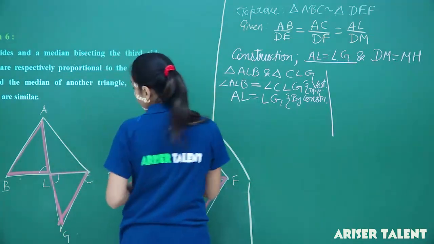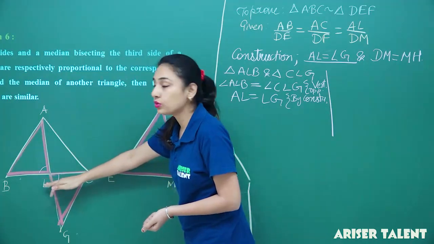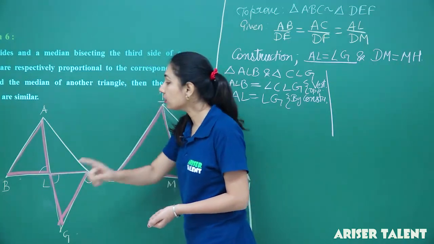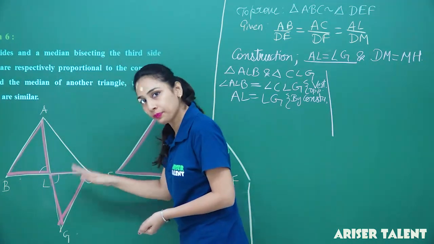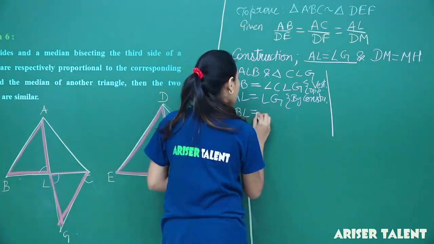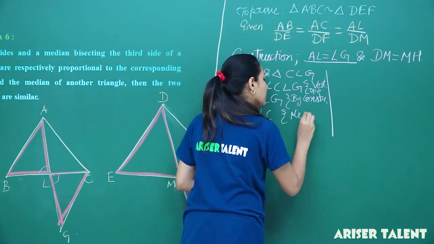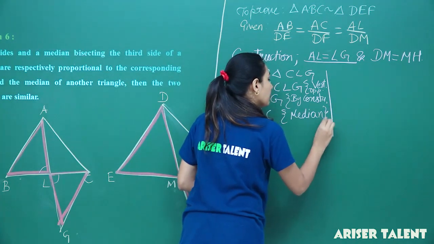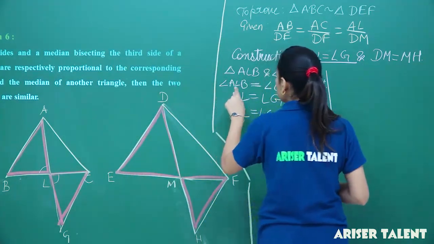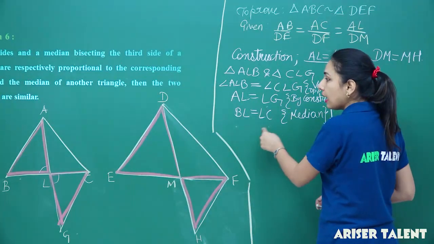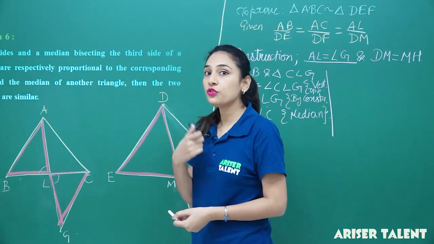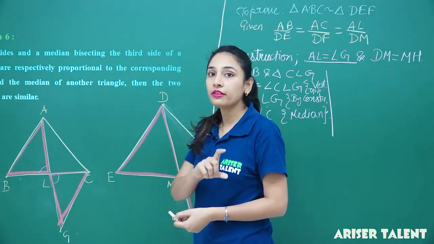Now, the third one is what? Look here, this is the median, students. AL is the median. So the median divides this line into two equal parts, so we will be having BL equals LC, right? So BL equals LC because of the median. Now, students, you are saying that this angle equals this angle and these two sides are equal. Now, remember the 9th class in which we were studying congruent triangles.